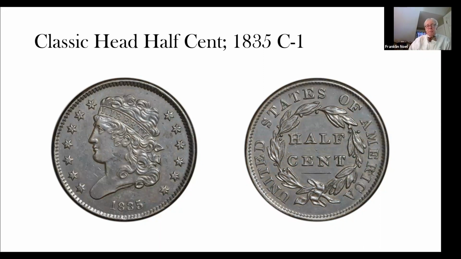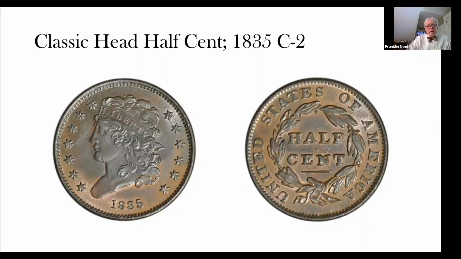1835 gives us two varieties, both of which are common. Two reverse dies are each paired with the same obverse die. That's the C1, and this is the C2. And that wraps up the classic heads. For those of you that are still keeping score, the classic head half cents were struck in 11 of the years between 1809 and 1835. Classic head half cents come in 24 different die varieties.